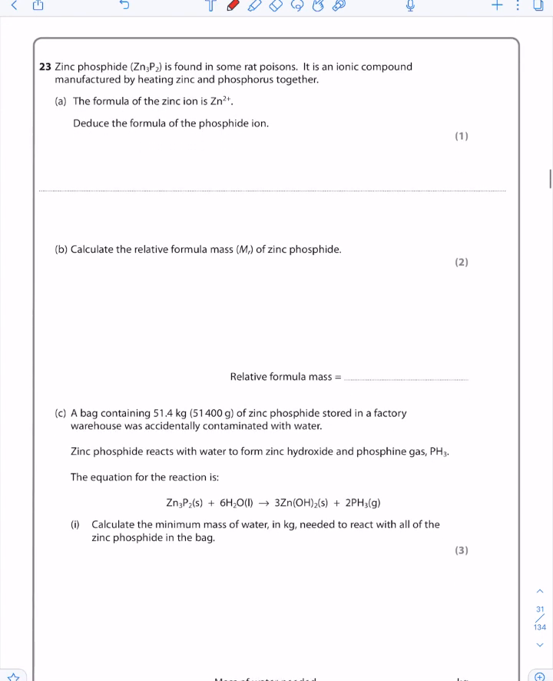Question 23. Zinc phosphide is found in some rat poisons. It's an ionic compound manufactured by heating zinc and phosphorus together. The formula of zinc ion is Zn2 positive. Deduce the formula of phosphide.